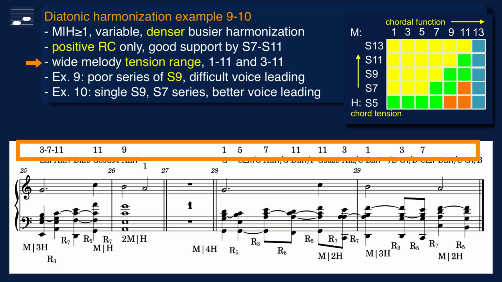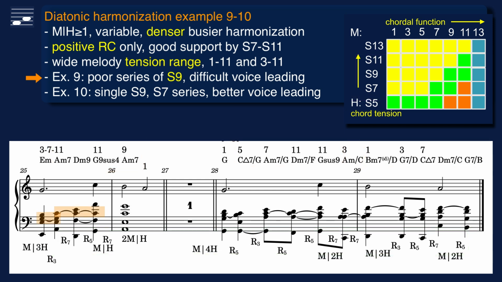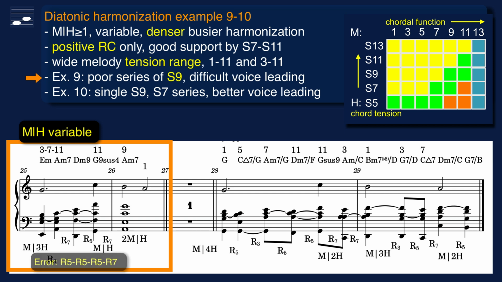In example 9, I put two ninth chords S9 in succession, which is against the rules, and makes appropriate voice leading complicated. Dissonance resolution is okay, but note the very poor preparation of chordal function 9 in the G sus9 chord. You'll hear a harmonic sequence R5 in measure 1. There's too much parallel motion when going from measure 1 to 2.